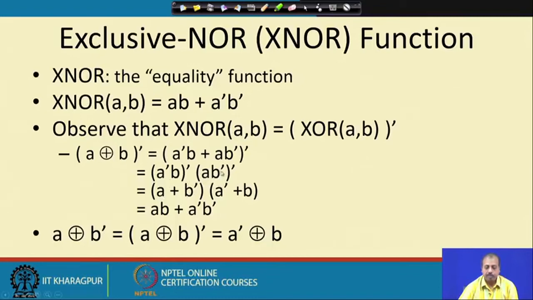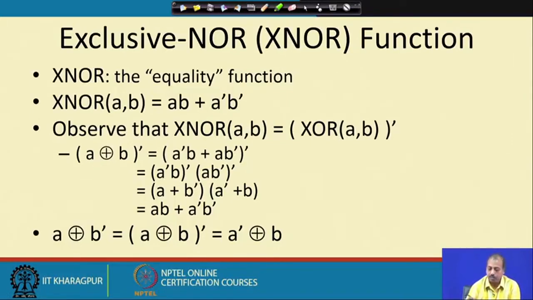And this a bar b bar whole bar will give us a bar plus b. So, if you multiply, ultimately you get ab plus a bar b bar. So, if you take the invert of XOR, you come to ab plus a bar b bar, which is nothing but XNOR of a and b. Now, if you just take one of the variables as a complemented one, so a XOR b bar, that will give us the XNOR of a and b.